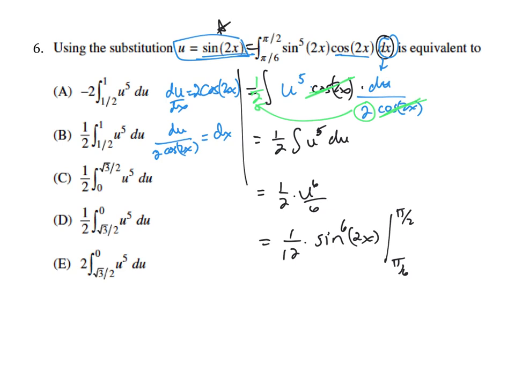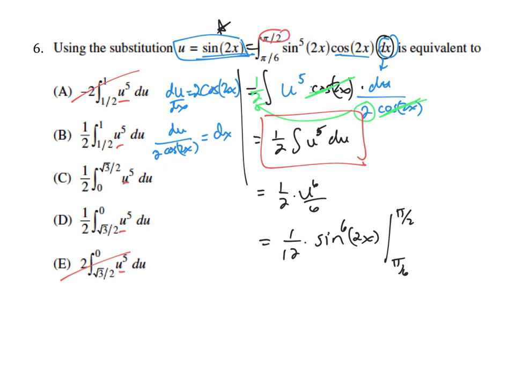But like I said, let's go back and actually answer this question. They want to know what matches. So I'm noticing that this is matching. I've got u to the 5th in all of these. So I can eliminate the ones that don't have a 1/2 out front. That would be that one and that. So it's going to be B, C, or D. And the thing that's changing there is the limits of integration. Notice none of them have a pi over 2 and a pi over 6.